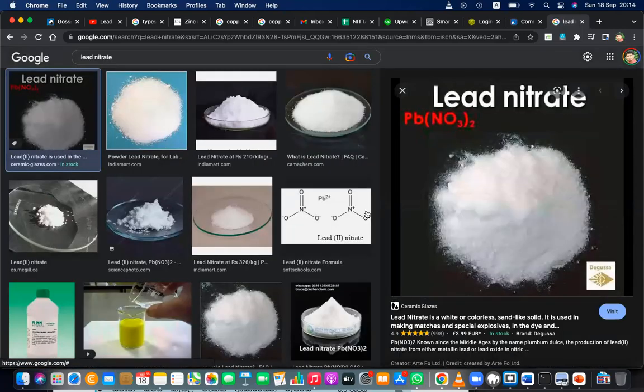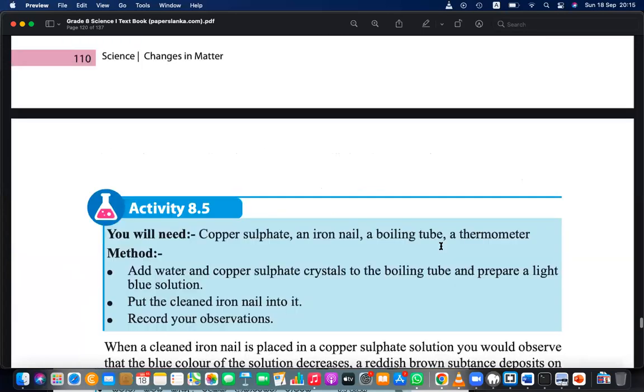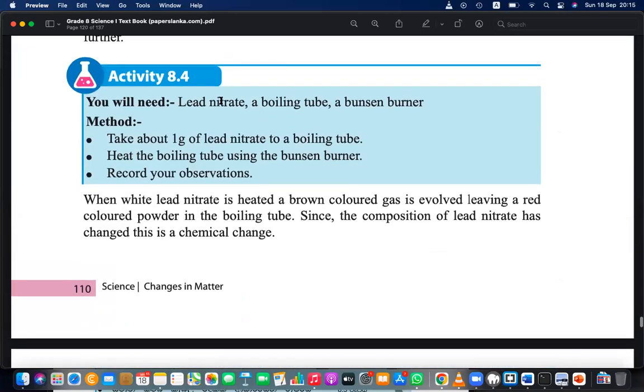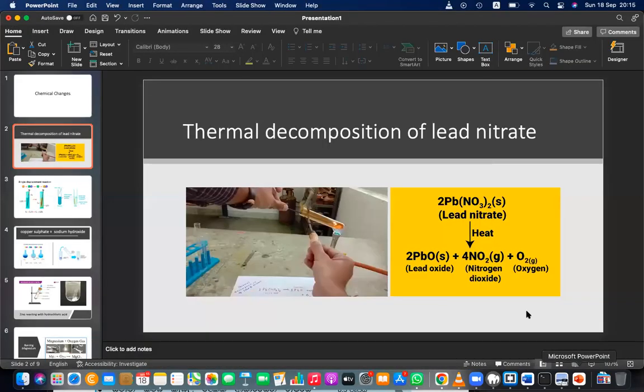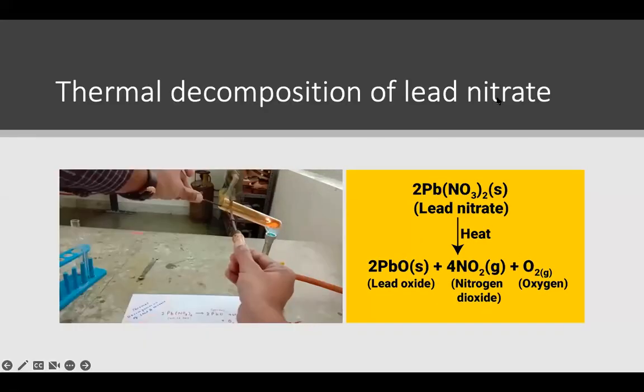The symbolic notation is not there for your grade, so let's refer to the book. Is it there? No. You can just see the name lead nitrate, then the boiling tube and the Bunsen burner needed for this practical. But it is okay. If you can remember this chemical formula, that is also a benefit, because in future grades we are going to learn about chemical formulas. Pb is basically lead.